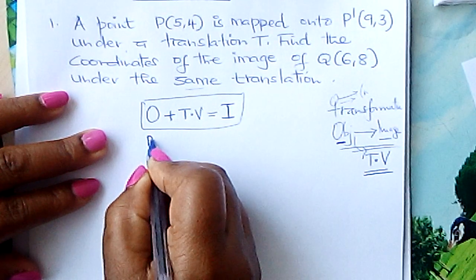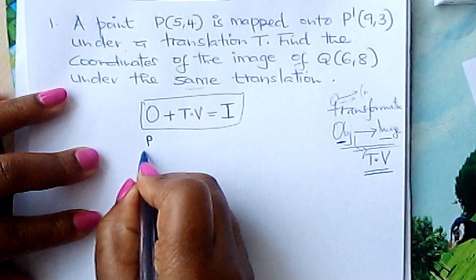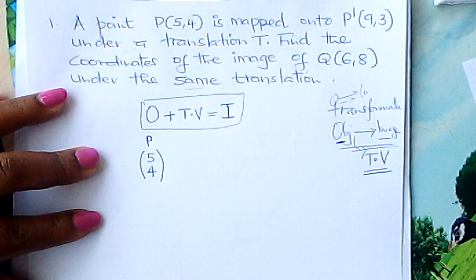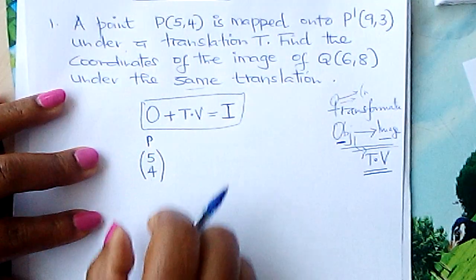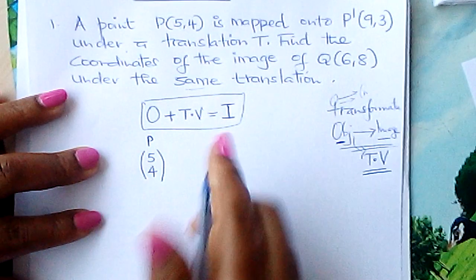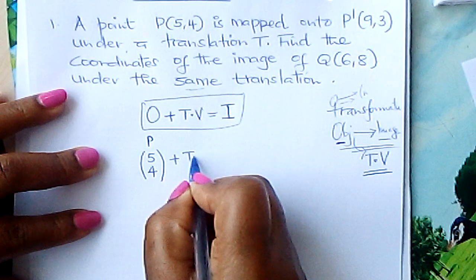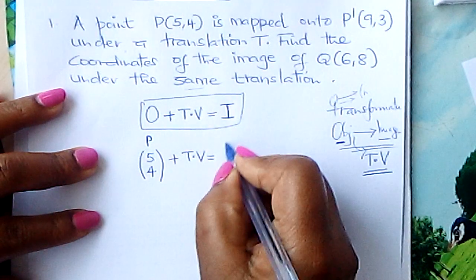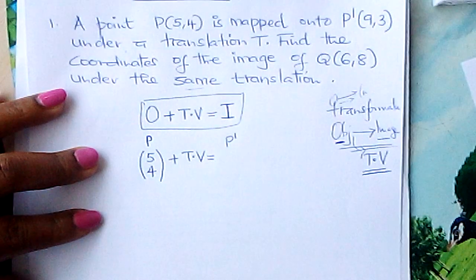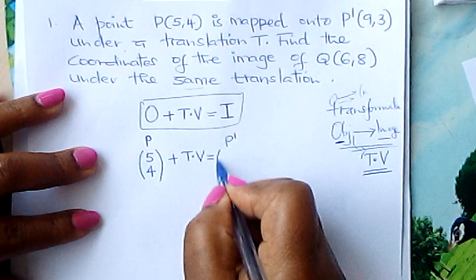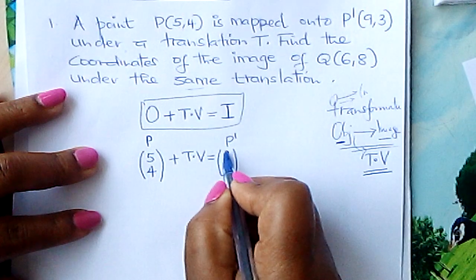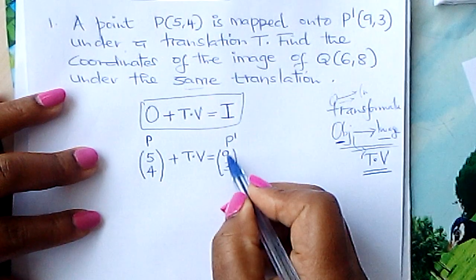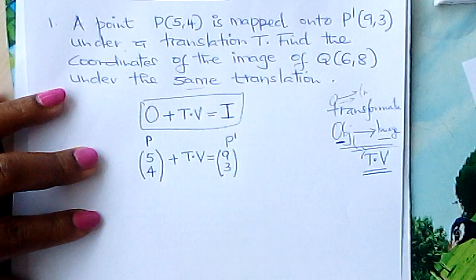Point P, you write it in terms of position vector like this, 5, 4. That is our object. And we've written it in terms of position vector. So plus translation vector, which we don't know, is equals to what? The image of P. And therefore, even P prime, we write it as a vector. It was 9, 3. Here we write it this way, 9, 3 is a vector.